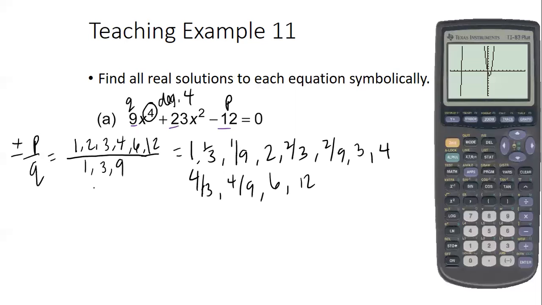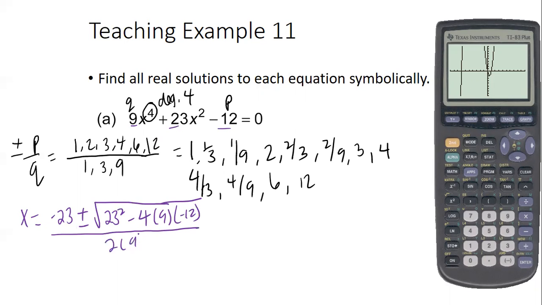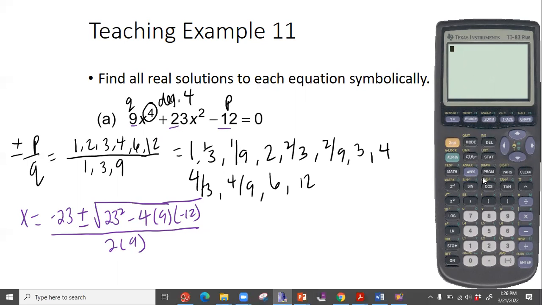Okay, so for quadratic, I would have x equals -b, which is -23, plus or minus the square root of b squared minus 4ac, divided by 2a. I'm going to plug this in the calculator. So I'm going to plug in 23 squared minus 4 times 9 times -12. And what do I get? 961. See if that's a perfect square. Square root of 961 is what? It's 31. Look at that.